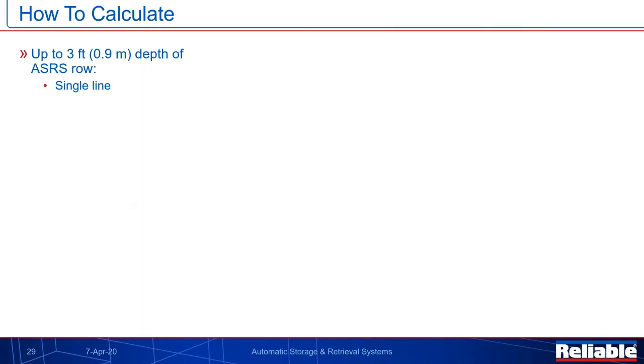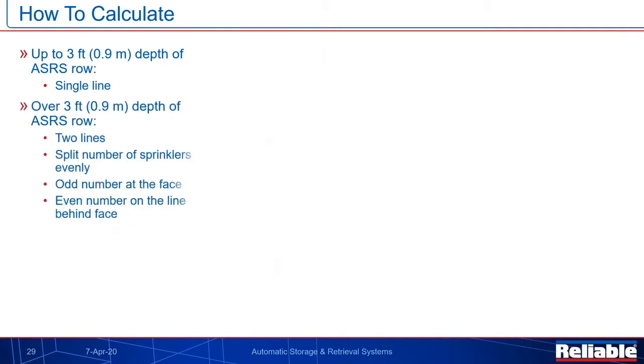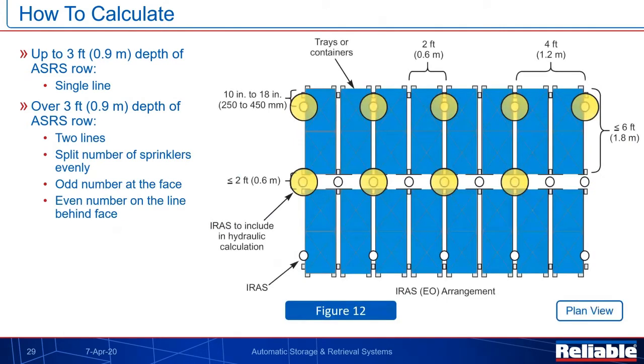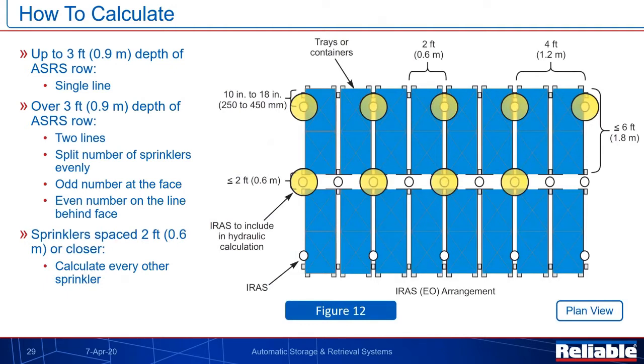So how do we do a calculation here? We have our up to 3 foot depth of row. We're gonna need a single line of sprinkler heads. Once we get beyond 3 foot, we're gonna start putting additional lines into this rack arrangement. We have 2 lines that are gonna be part of the calculation. We'll take the number from that table, divide it in half. If it ends up being an odd number, the odd number gets placed at the face, and then our even number gets placed on the next line behind it.